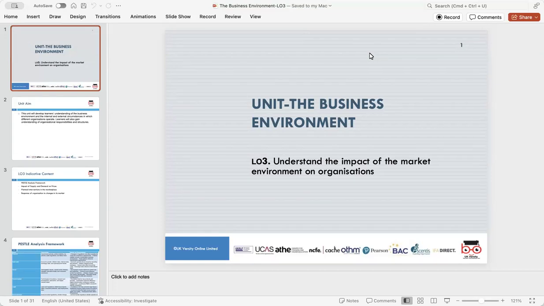So we will explore the different ways in which the market environment influences organizations. Understanding these impacts is vital for navigating the complexities of today's business landscape and for strategic decision making.